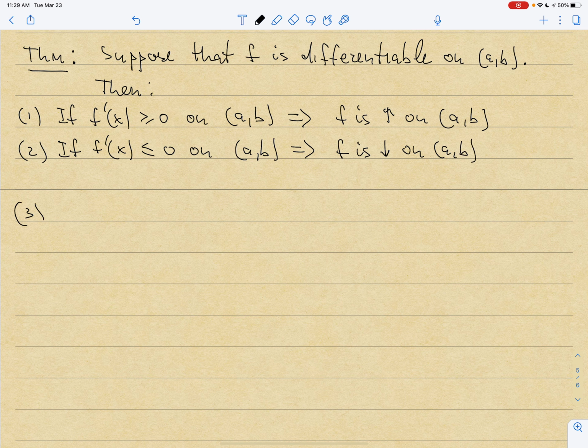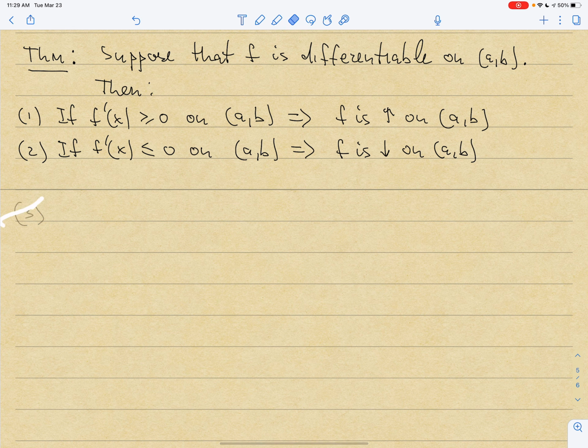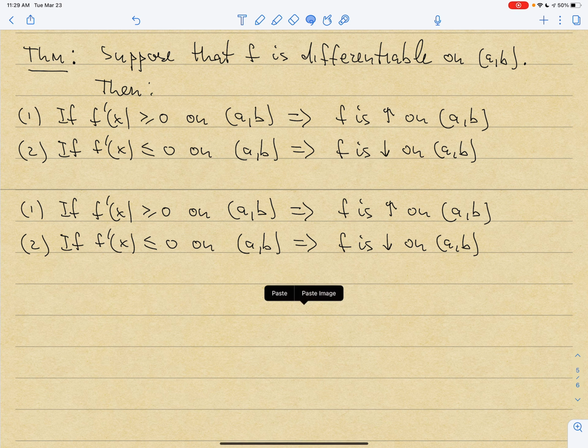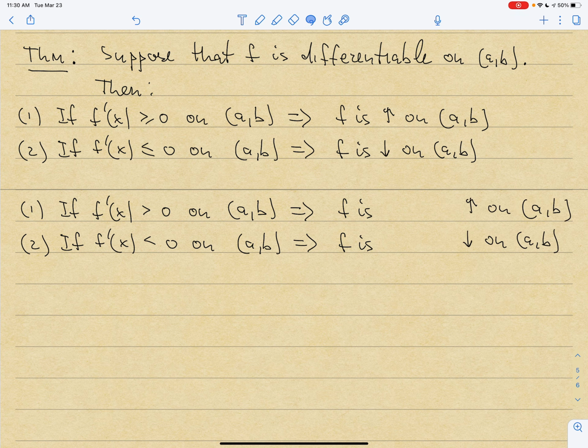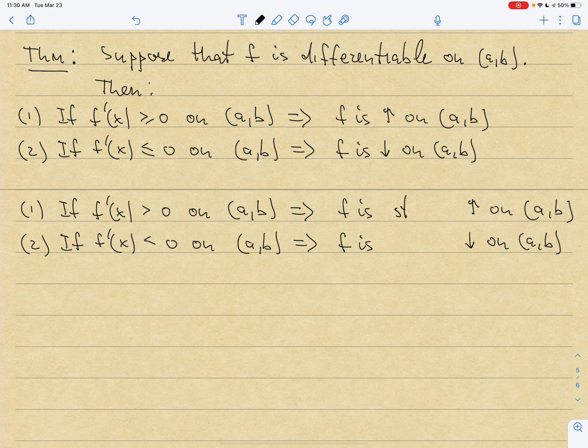Number 3, and actually let me just recycle these statements. Change these to strictly greater and strictly less, then that would imply that all the statements about monotone increasing or decreasing are going to be strict statements. So strictly increasing and strictly decreasing here.